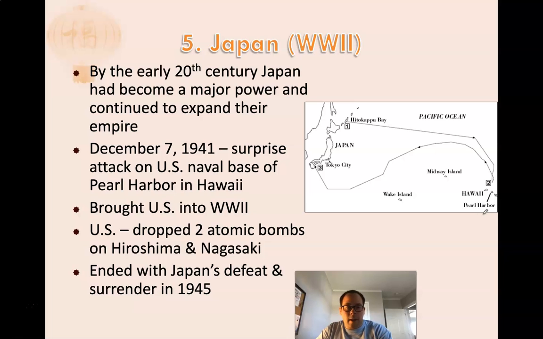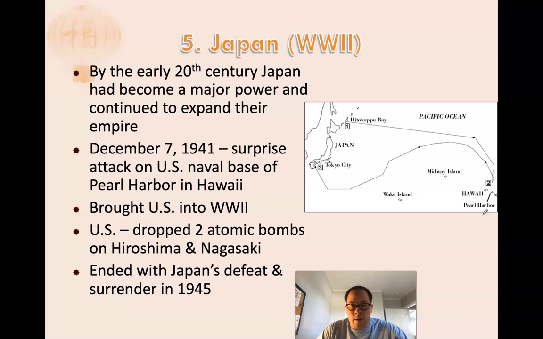In World War II, looking at how Japan was involved, by the early 20th century, Japan had become a major power and continued to expand their empire. They were jealous of the rest of the world, the United States included, spreading and imperializing. While they're an island, they did imperialize some into mainland Asia, but they wanted to expand more. So on December 7th, 1941, there was a surprise attack on the U.S. base in Pearl Harbor in Hawaii. It brought the U.S. into World War II.